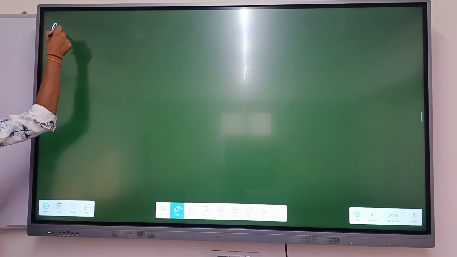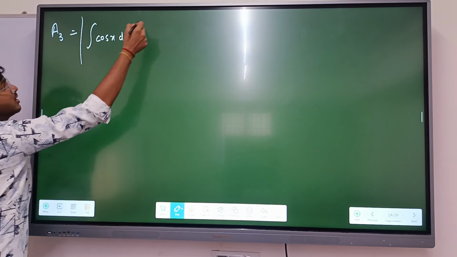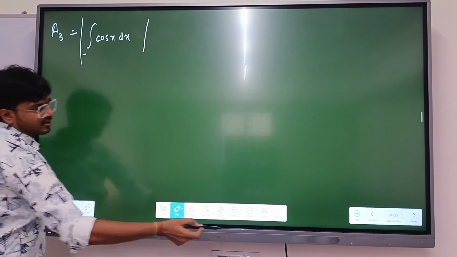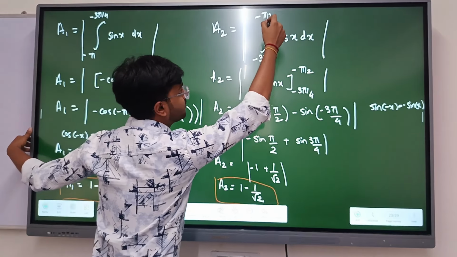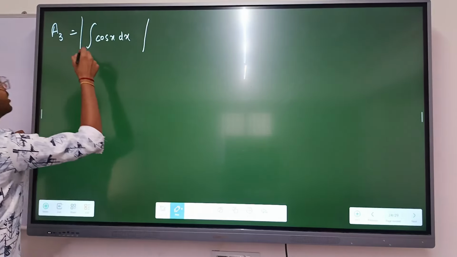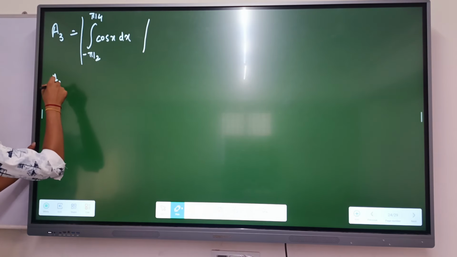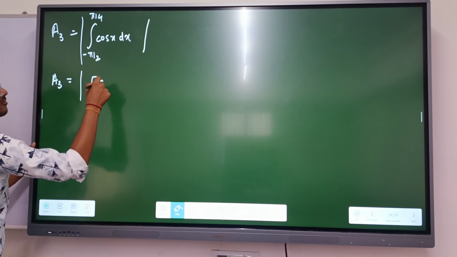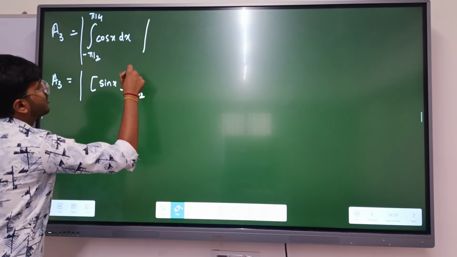So A3 would be equal to the integration of |cos x| dx, from minus... where did we stop the last cos x? Last was minus 3 pi by 2 tak. So minus pi by 2 to pi by 4. So A3 would be equal to the integration of cos x, which is sin x, from minus pi by 2 to pi by 4.